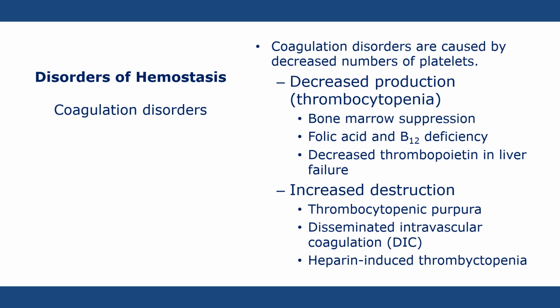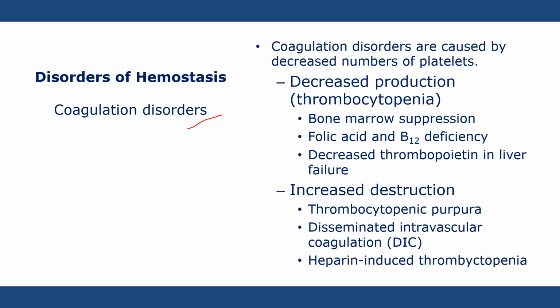So maybe you have thrombocytopenia due to bone marrow suppression. Your bone marrow is not making enough platelets, or maybe you have a folic acid or B12 deficiency, and sometimes liver failure. Maybe you have liver cirrhosis or liver cancer, maybe hepatitis, or liver damage due to alcohol. Anytime you have liver disease, it will put you at higher risk for coagulation disorders because of multiple reasons.